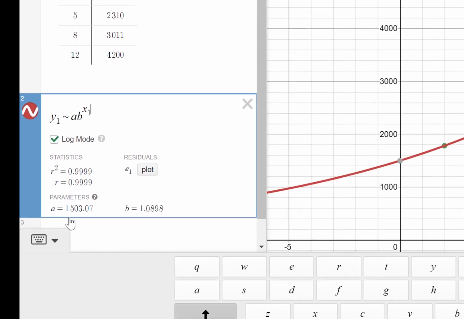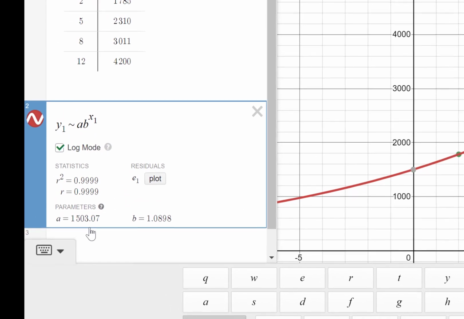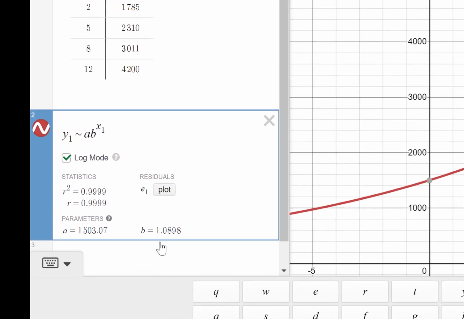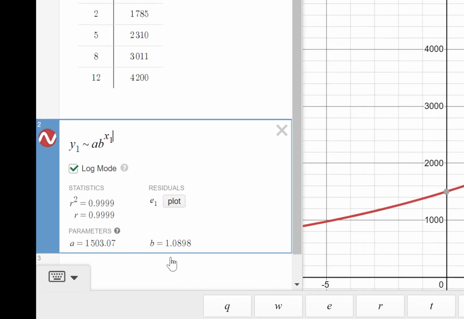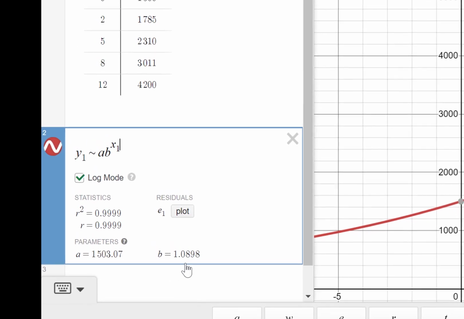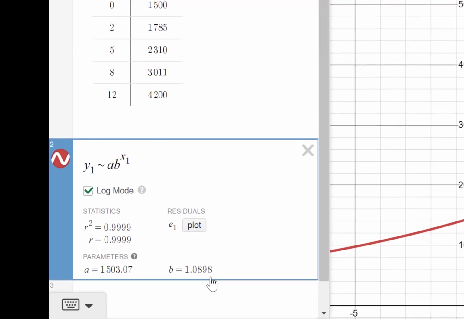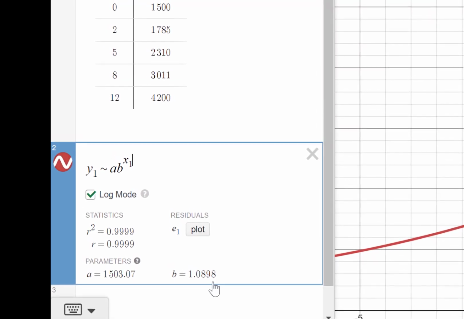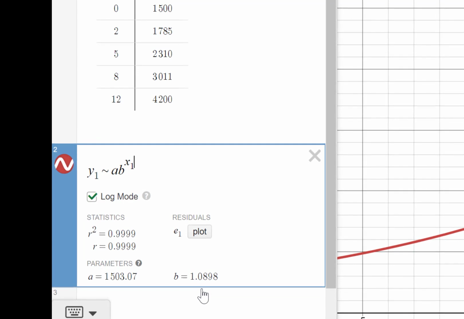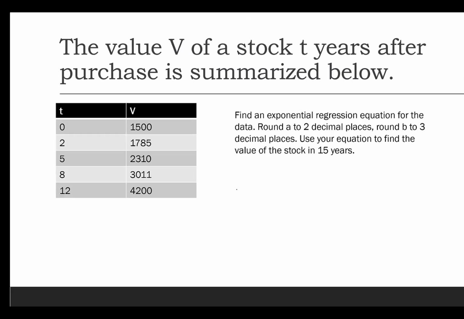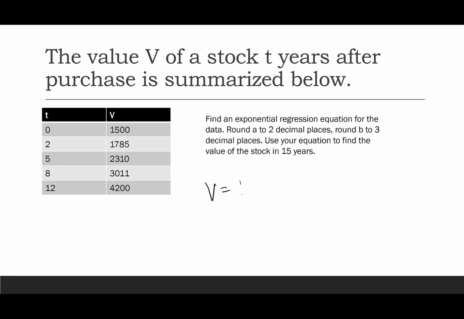Now when I look at it, it says A is 1503.07, and we said do 2 decimal places, and then B says 1.0898. Now we said 3 decimal places, so 0898, that's 4 decimal places. When I round up, it's really going to round it over to 1.09. Our formula for V is 1503.07. Then our B is 1.09 from our rounding, and then we're going to write to the T because we're using T for time.